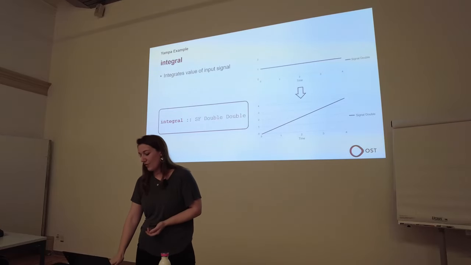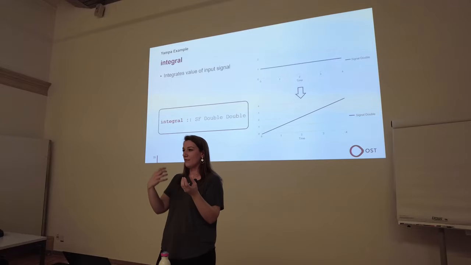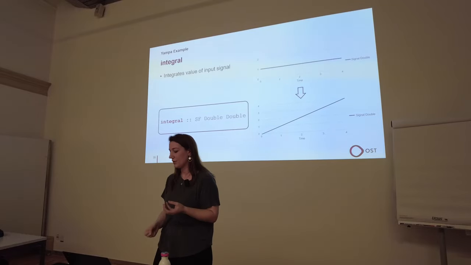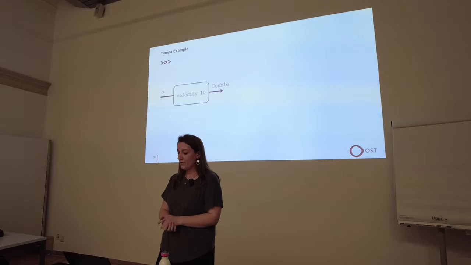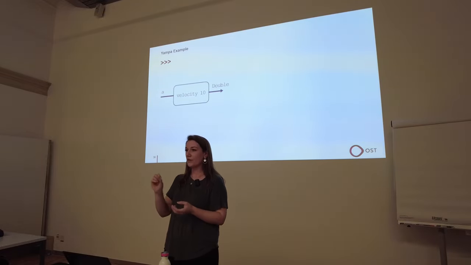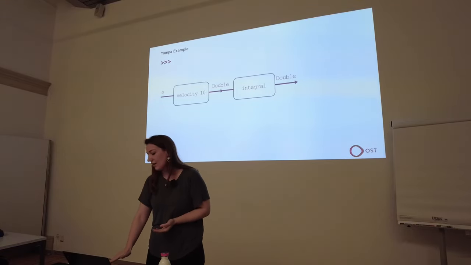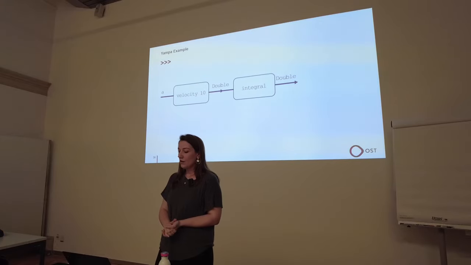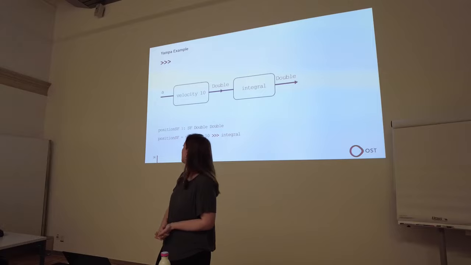To combine this velocity function with the integral, we have to use a combinator, because we cannot take the value of the signal out and pass it to another function. So this would look like this. We have this velocity 10 that produces an output signal with a double. And then we integrate it. We can do this with this operator. So in the code, it would look like this.